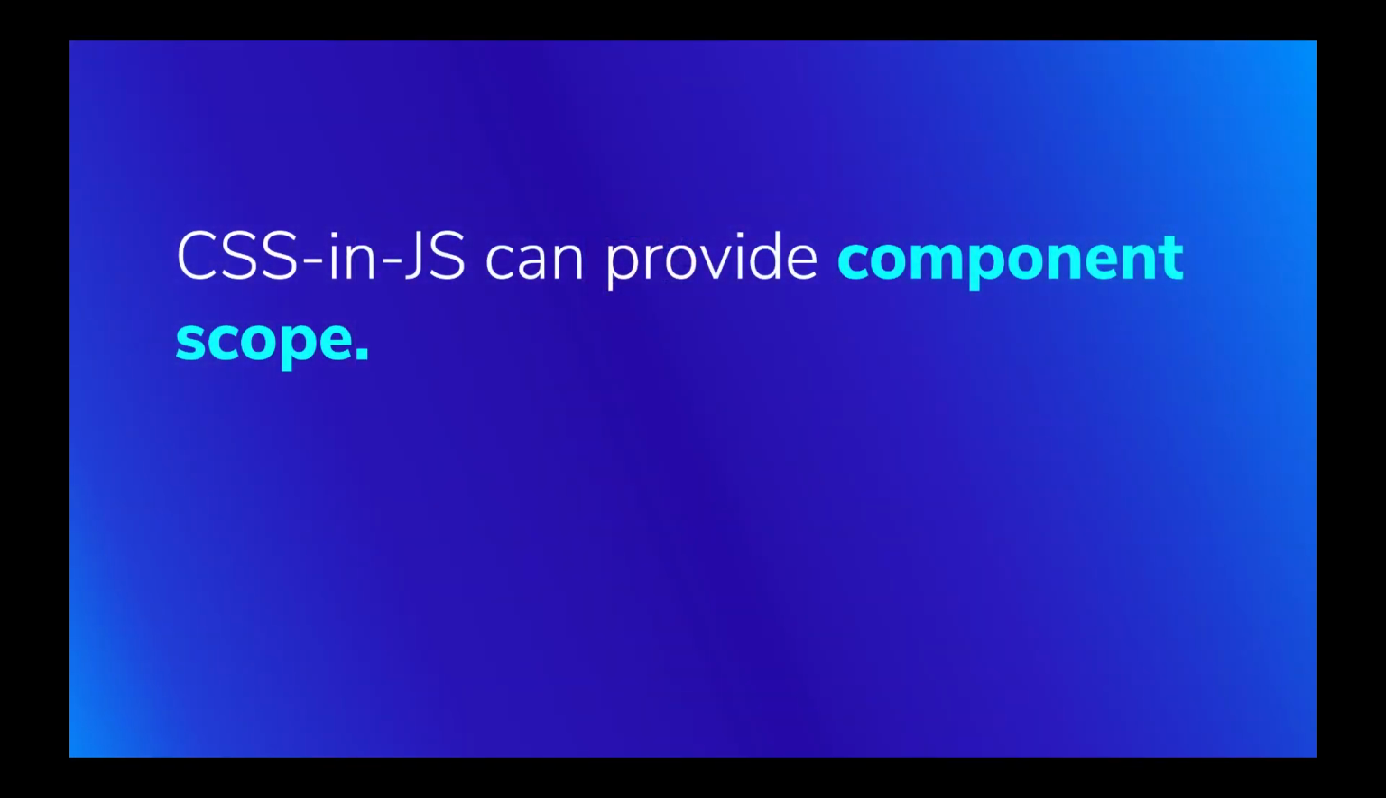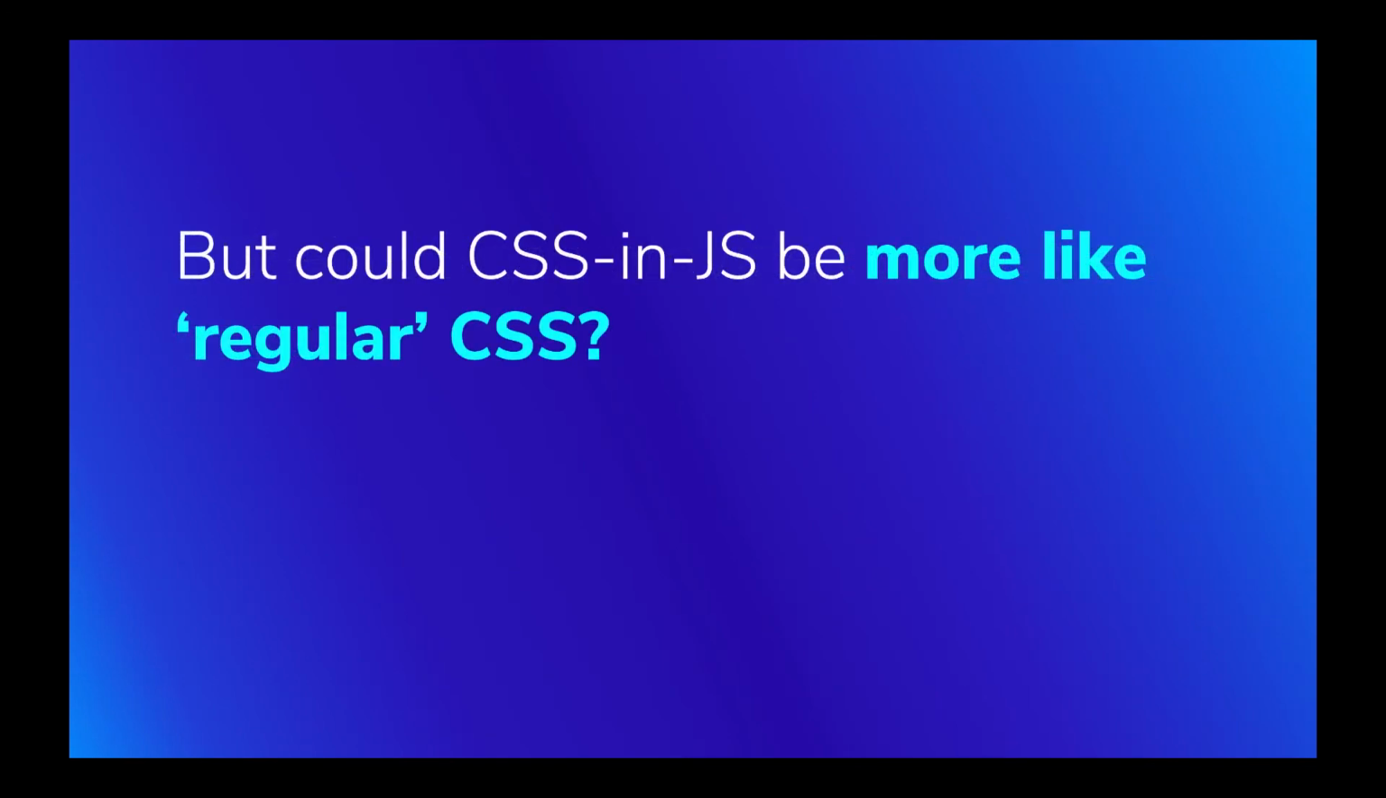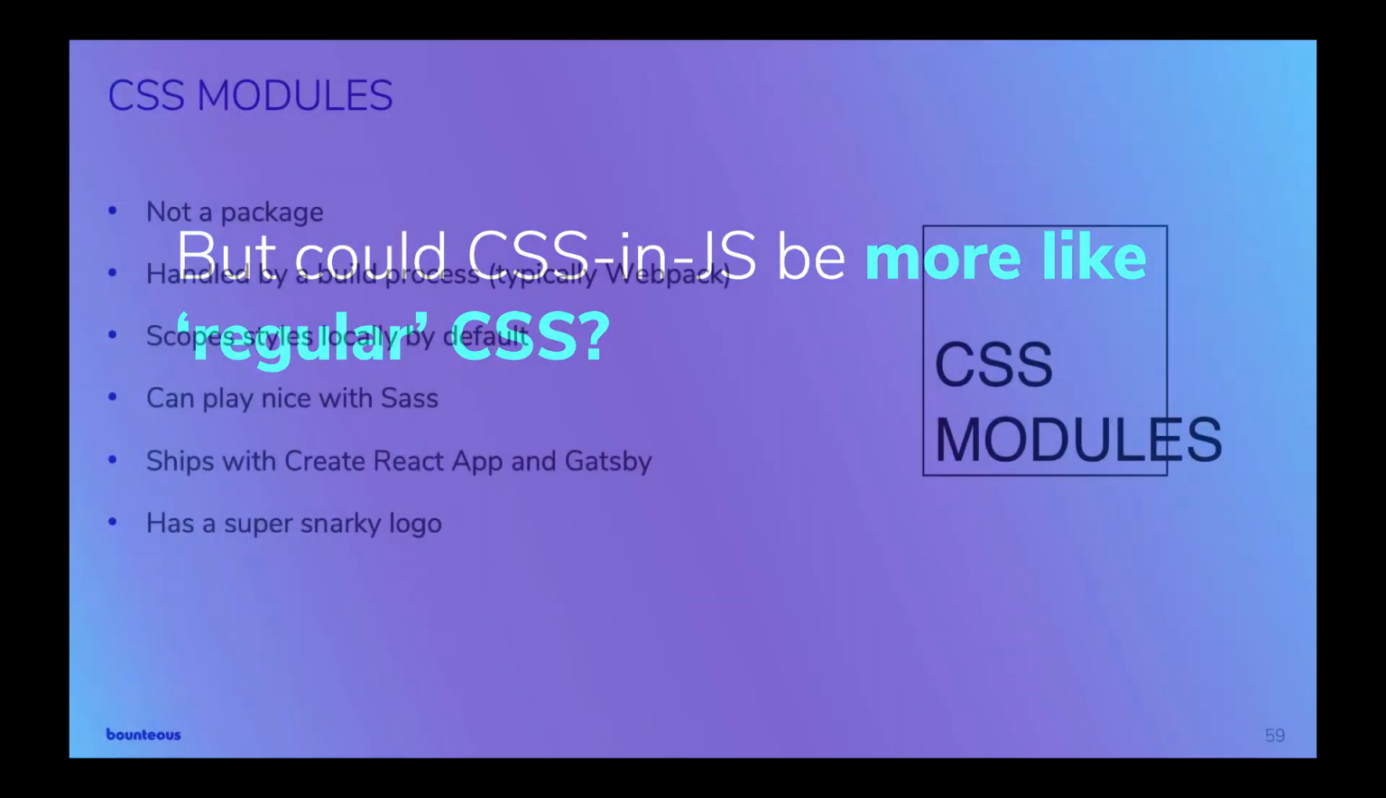But as we have mentioned a handful of times, CSS-in-JS can provide component scope. But could it be more like regular CSS? A lot of the examples we looked at were in a single file. We had some variation on styles written in our JavaScript, and that can go all the way from being very JavaScript object-like to something that feels a lot like CSS.